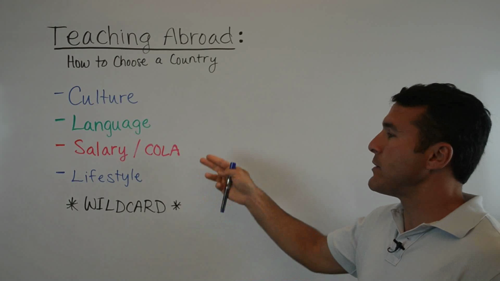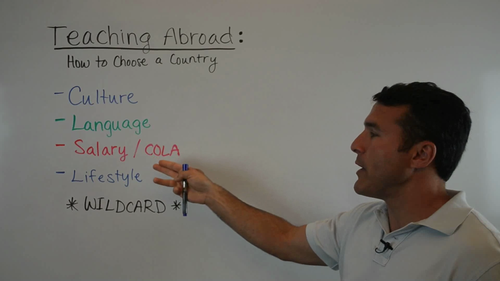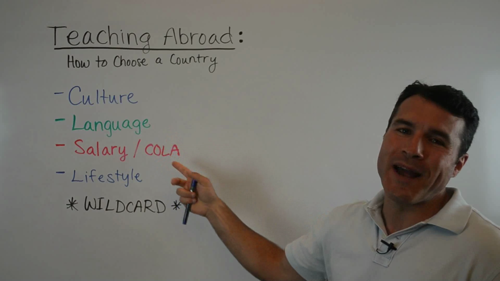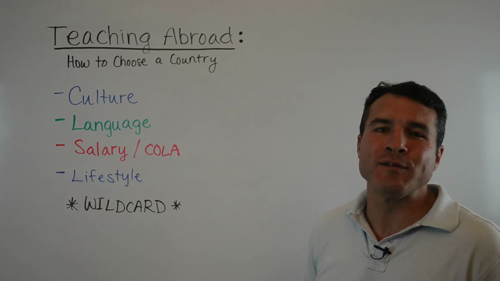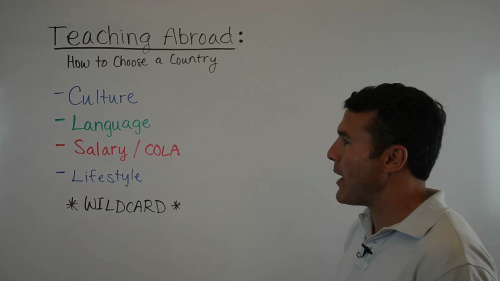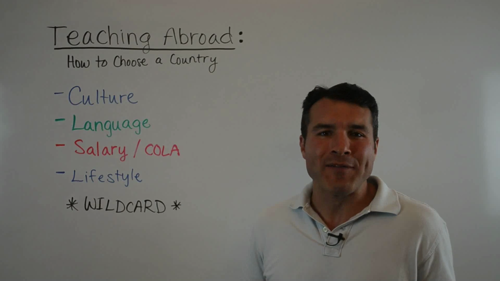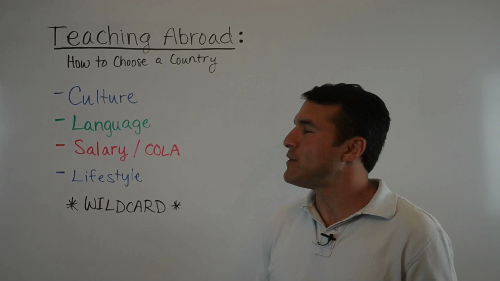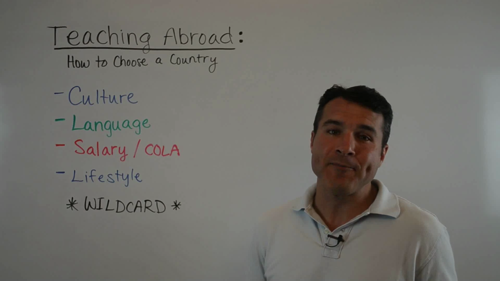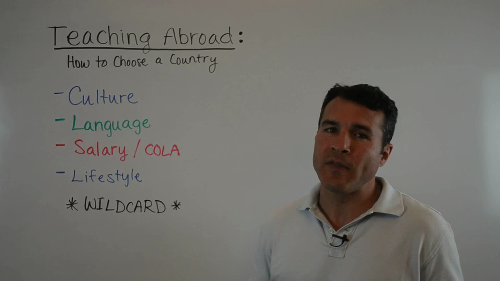Okay, so the next factor that you'll want to consider is salary, or as we have here written, COLA, which is cost of living adjustment, which we'll talk about a little bit as well. Now, this is the category that I like the least, but we all have to think about it, right? Some of you have student loans. We all have bills to pay. So salary is important. It's something that we just have to think about.